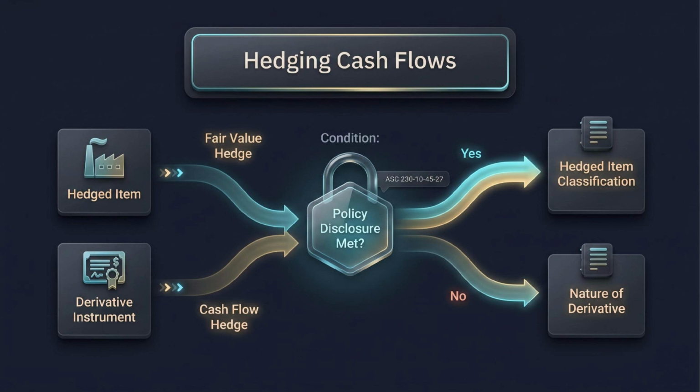But there is a condition. The entity must disclose its accounting policy for classifying derivative cash flows. This is not an optional decoration in the notes. The policy disclosure supports the classification approach. A good exam habit is to ask two questions. Is hedge accounting actually designated, and is the classification policy disclosed? If yes, alignment may be appropriate.